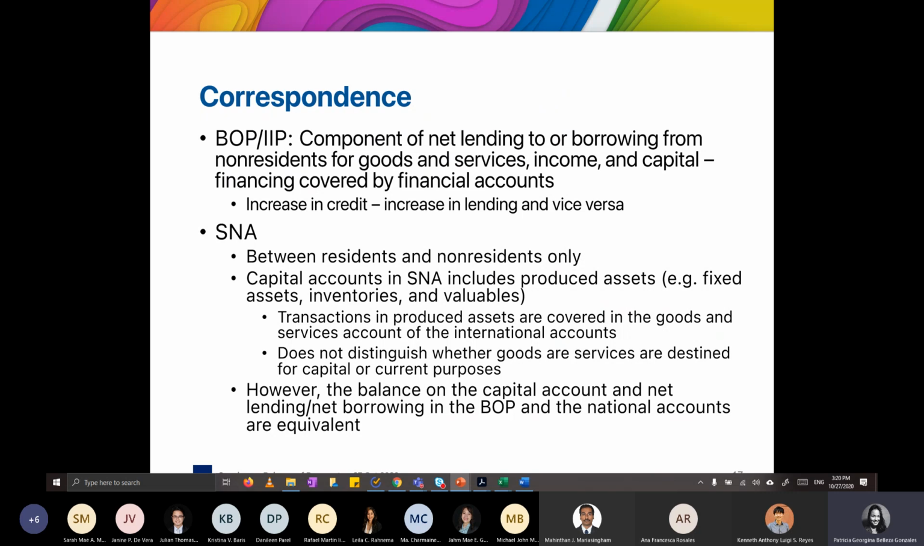what Ken discussed earlier. I'm not sure for the reason why, but produced assets are not distinguished whether they are destined for capital or current purposes. So they are just lumped together in the current accounts. That makes sense. However, the balance in the capital account and net lending or net borrowing in the BOP and the national accounts are still equivalent.